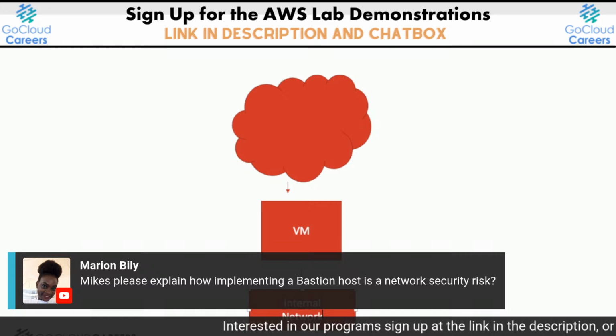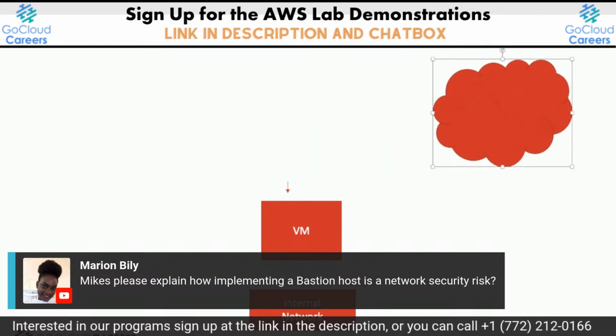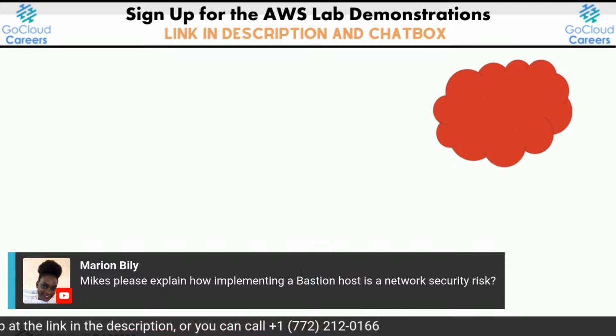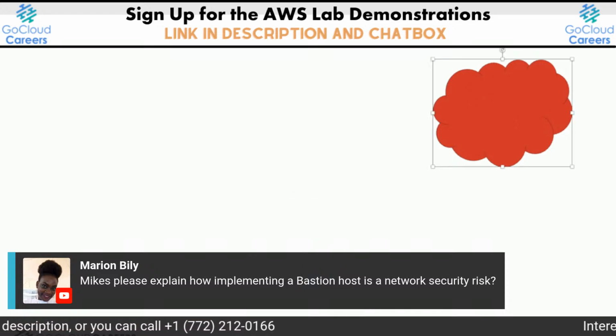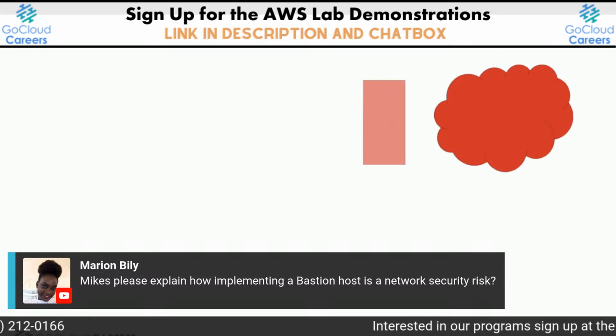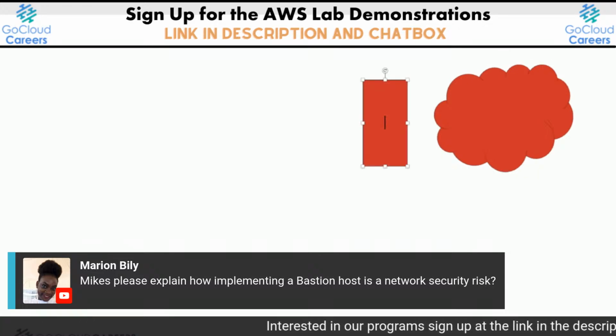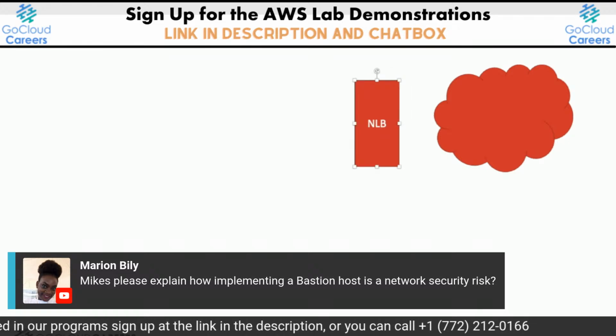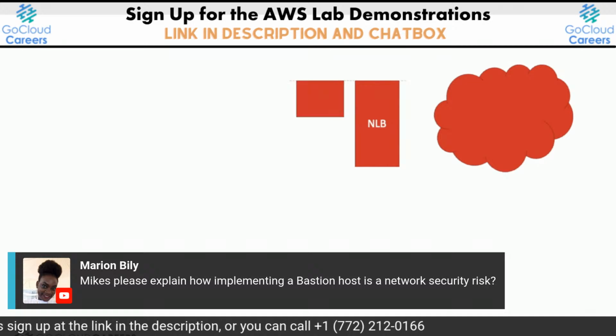Now, what's the alternative to this? Well, the alternative is you would have the internet, and this is how real businesses do it. All businesses, by the way. Now, Azure has a different kind of Bastion host service, which is a little different. You would have your internet, and then what you would have is typically a network load balancer. And the reason you're going to have a network load balancer is we're going to need real security. So we're going to need some next generation firewalls.